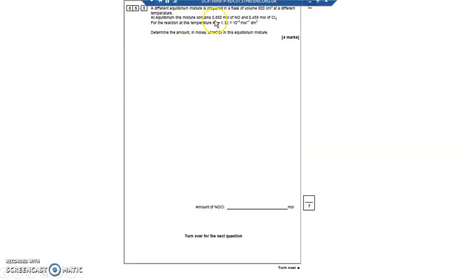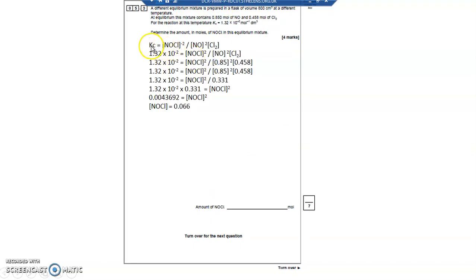Now it says at a different temperature I've got different amounts, it just wants me to put them in. So I've got the equilibrium expression from before. It gives me the Kc, the equilibrium constant, 1.32 times 10 to the minus 2. It tells me the concentrations of NO and of Cl2, so I've put those in, and then I've multiplied 0.85 by 0.85 because it's squared, multiplied by 0.58 equals 0.331. I've multiplied both sides by 0.331, so my NOCl concentration squared is these two numbers multiplied together, square root it, NOCl is 0.066.